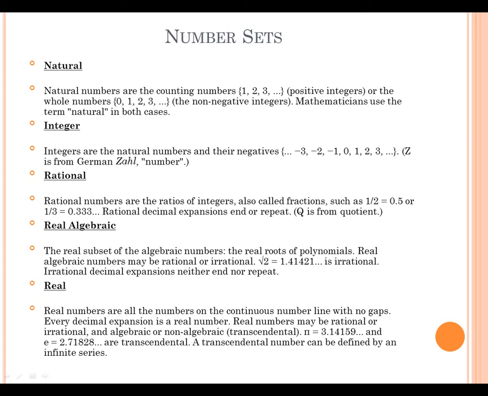So all the numbers that can be written in the form of p over q are called the rational numbers, and all the numbers that cannot be written in the form of p over q are called irrational numbers. So this is the definition of real numbers. Real numbers are the numbers on the continuous number line with no gaps. It means that all the numbers that lie on the real line, in the negative terms and in the positive terms, are real numbers.